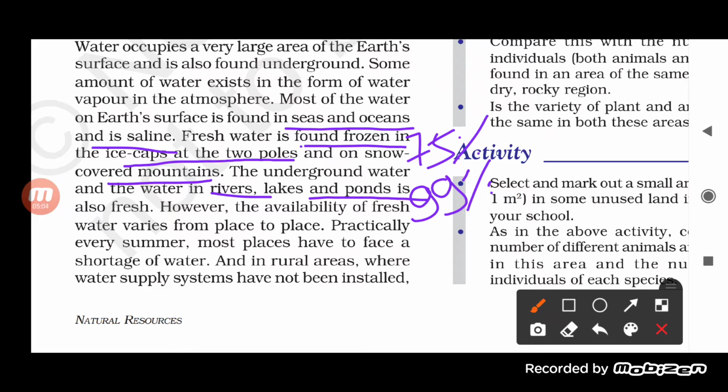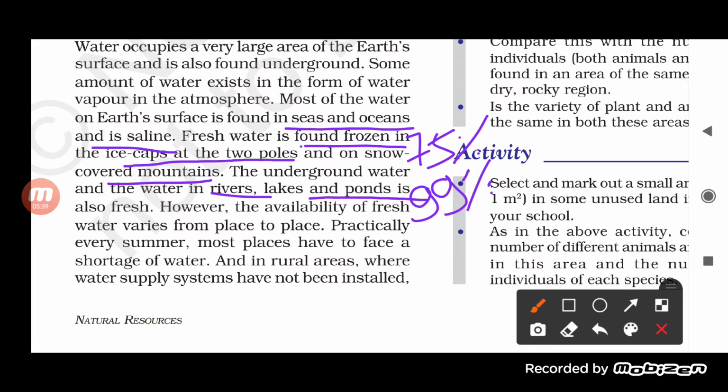So by this we come to the conclusion that although our planet appears blue and green because of the water and because of the greenery, the plants, and there is a lot of water, a big percentage of water, still a very small amount of water is available to us.